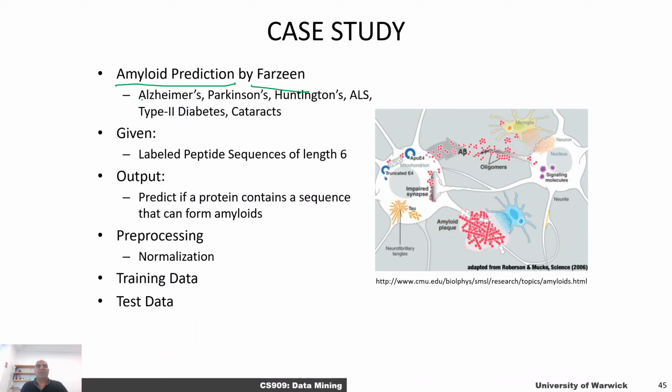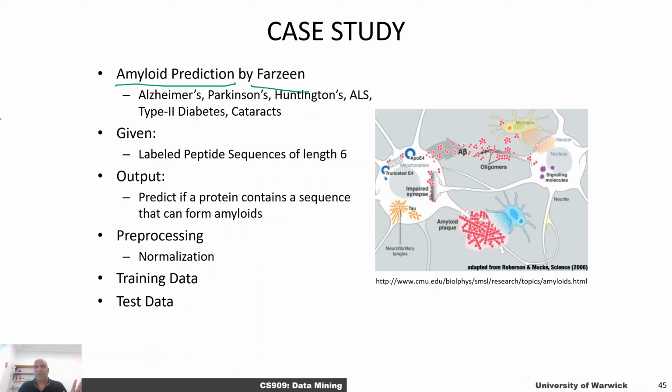However, sometimes these proteins actually clump to each other to form what are called amyloids, and those are terrible. They give rise to different diseases such as Alzheimer's, Parkinson's, Huntington's, ALS, cataracts, and so on. So what we were interested in is to identify whether a particular protein can form amyloids or not. That's the problem that she was tackling. The number of proteins that she had was, I don't remember the exact number, but it was sufficiently large. I'll be posting a link to this paper as well, so you can go through the paper.